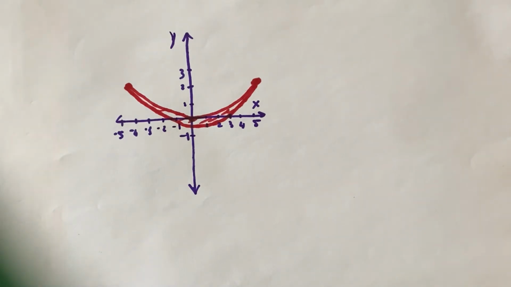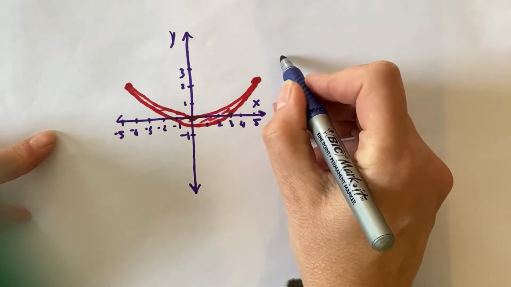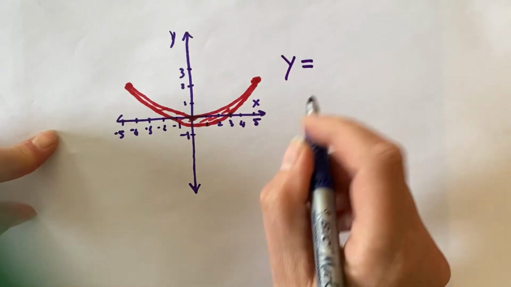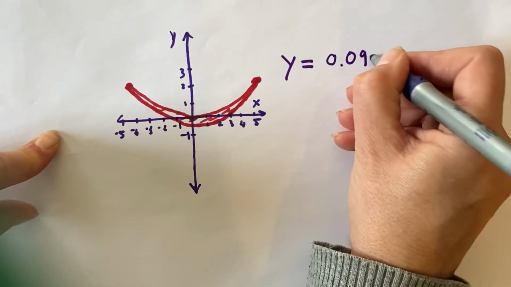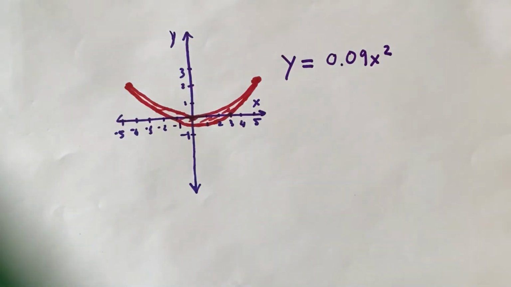So here they have given us the equation for this parabola or this function, and the equation for that is y equals 0.09x squared. And this is what models the cross-section of the reflective surface. And our measurement, by the way, is in meters. So this problem is asking us simply to find the domain and the range.